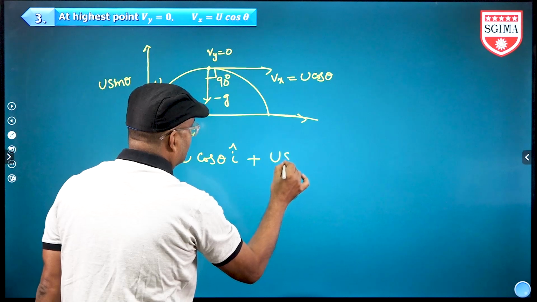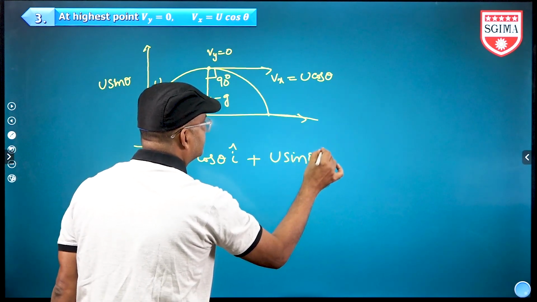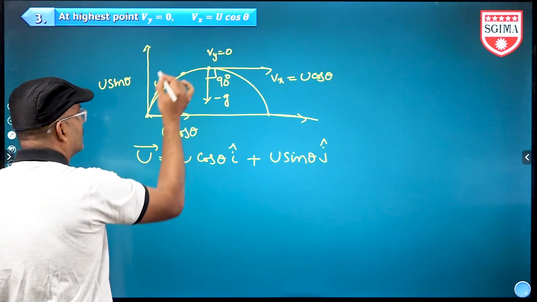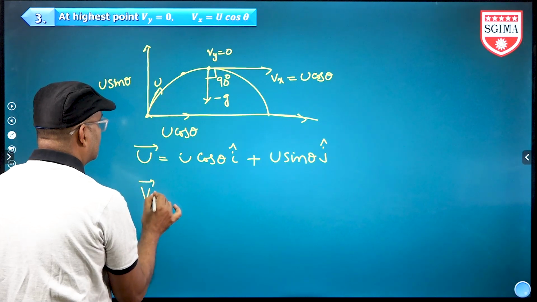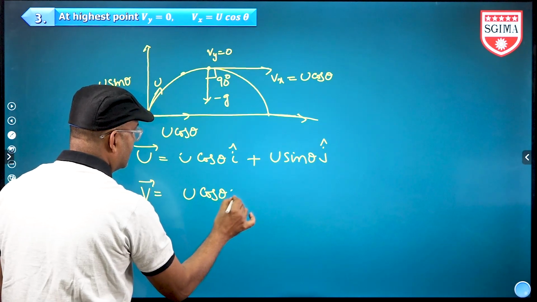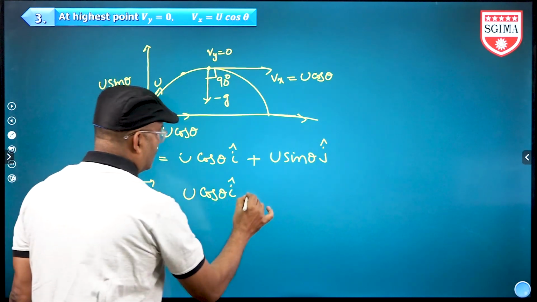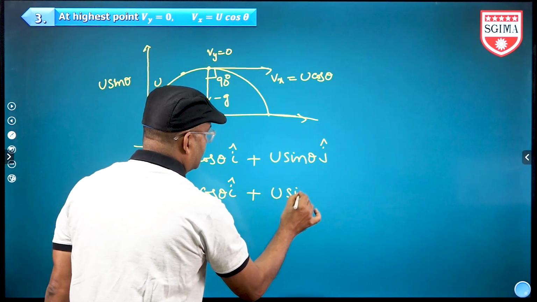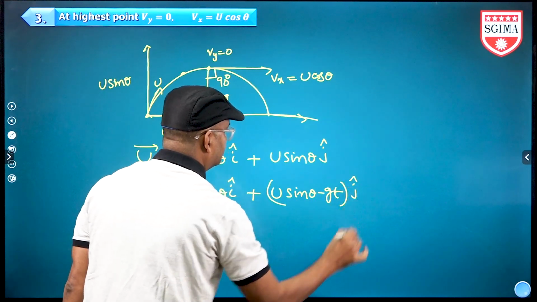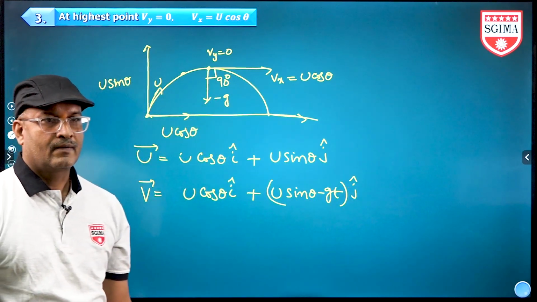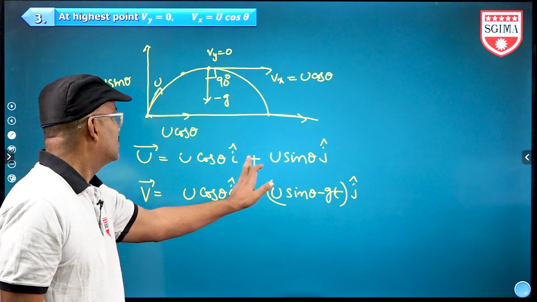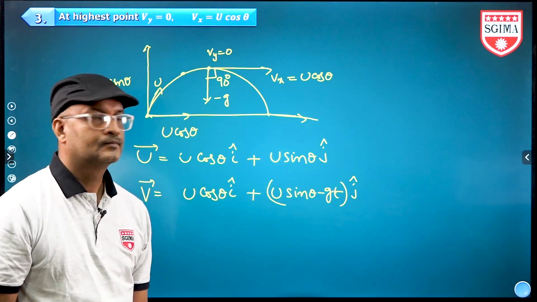Vertical direction u sin theta j cap. But we know that whenever it reaches this point, velocity is v bar, but u cos theta is the same, because along the horizontal direction there is no acceleration, but the vertical component is u sin theta minus gt j. This is the vector form of velocity at any time t, and the initial velocity you can take in this way.